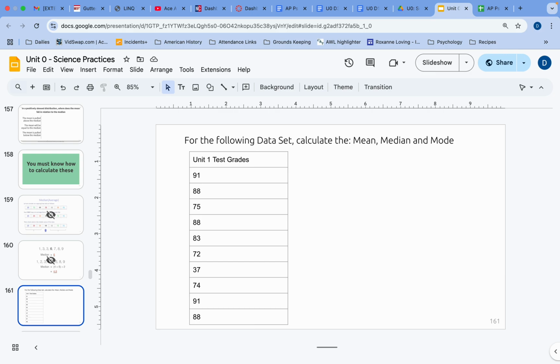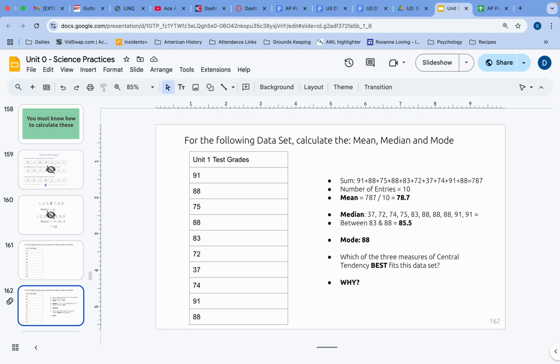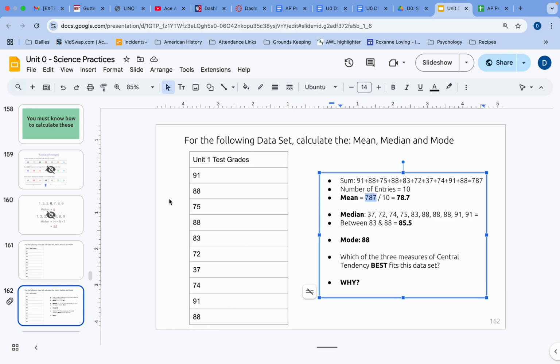Here we go. There's the one we saw in class, which actually turns out is not a very good data set because we're dealing with a lot of decimals. But here you see we had all our test scores. We can add them up. I think most of you got that 787 as you add them up. There's 10 numbers total, so we get 78.7 is our mean. And that could be right if this is a normal distribution. It is right, but it may not be the best choice.